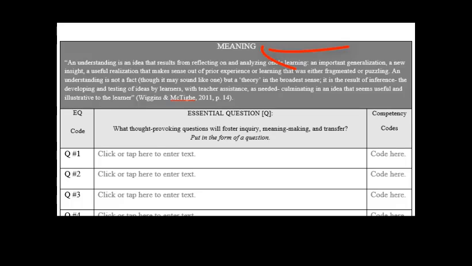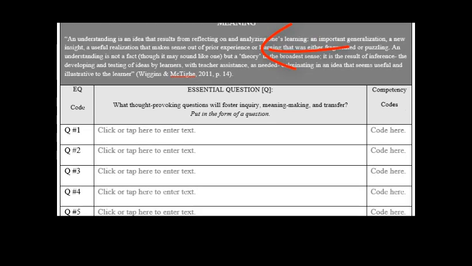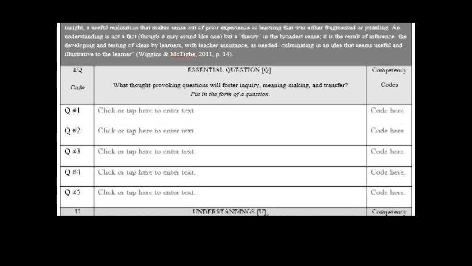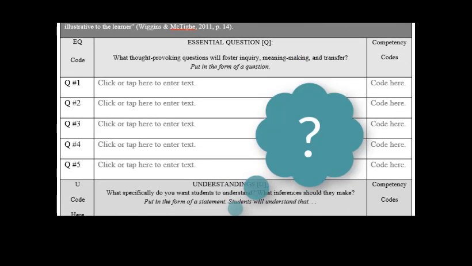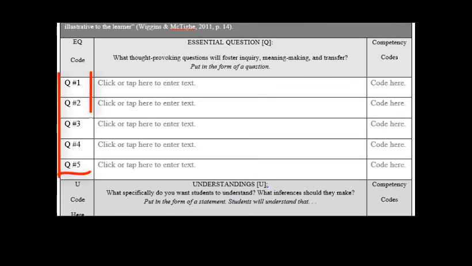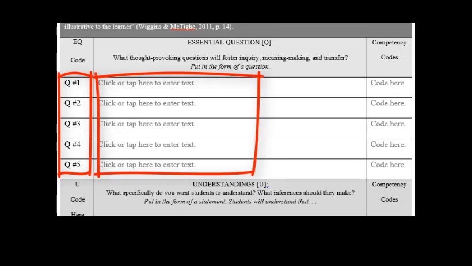Meaning is the next section. So you'll want to have an understanding that results from reflecting on and analyzing the learning. Students will be able to think about thought-provoking questions, and we hope those questions will foster inquiry, meaning-making, and transfer. These questions will be in the form of a question, and you will use an essential question code to the left with the question in the center, and again, your professional organization competency codes to the right.